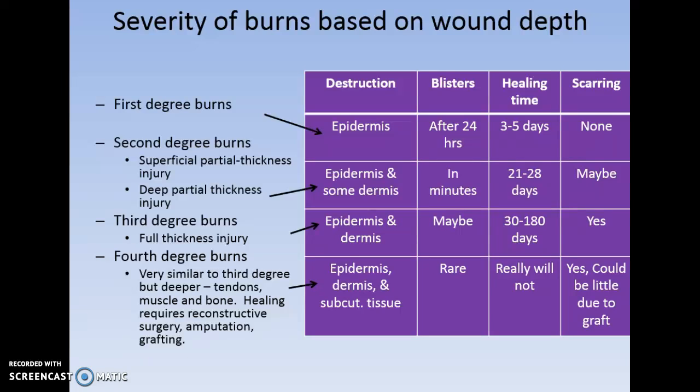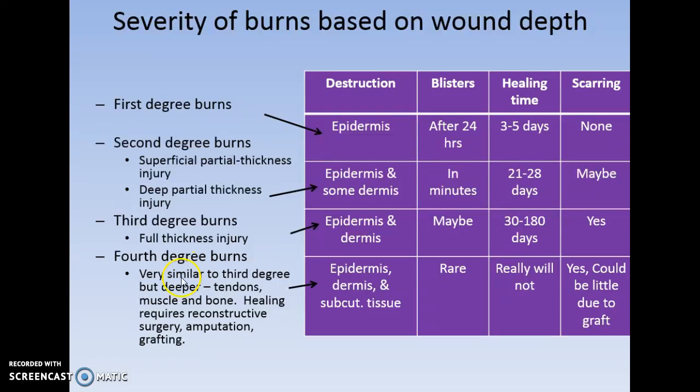In your table 41.8, the columns are separated out into superficial partial thickness and deep partial thickness injury. For the exam, I'm not going to ask you to differentiate between what you would see in a superficial partial thickness injury versus a deep partial thickness injury. Then you have third degree burns. Those are going to be full thickness injury, meaning it damages or destroys the epidermis and then the dermis itself.